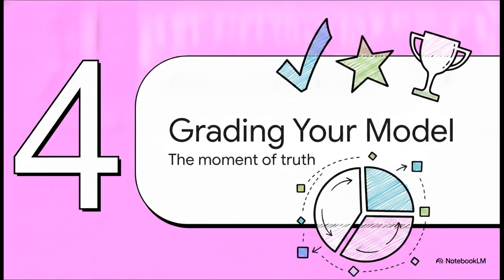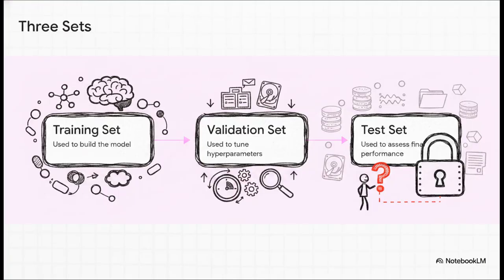That brings us to Section 4, grading your model, the moment of truth. Splitting your dataset into 3 distinct subsets, training, validation, and test, is absolutely vital. The training set is exactly what it sounds like. It's what the model learns from. The validation set is your holdout sandbox for tweaking settings. And the test set? That gets locked away until the very end.